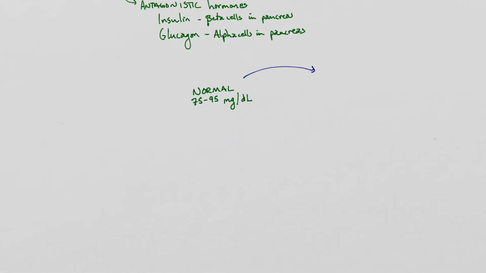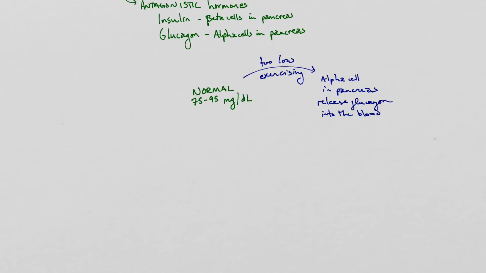So let's say that your blood sugar level gets too low. Maybe because you were exercising or something like that. Your cells used up a whole bunch of glucose, and they took that glucose out of the blood. Now your blood sugar level is too low. So what happens is the alpha cells in the pancreas will release glucagon into the blood. Now, glucagon is the hormone. Now that glucagon then travels to the liver, and it stimulates the liver cells to do something.